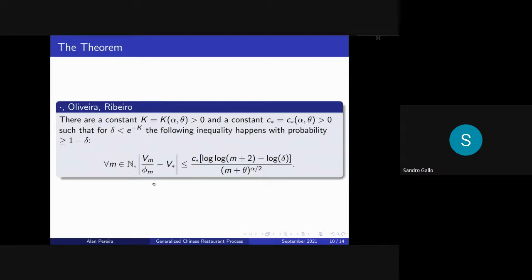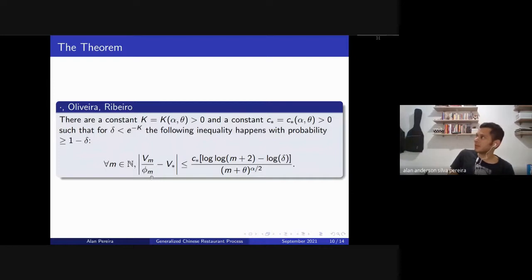Sorry, I'm not sure if you said what is Phi-m. What is the scaling parameter? It's too complicated to be written. No, it's not. We will see the parameter here, but it's something like a gamma function of m and theta. It's like m factorial. Let's say it is an ugly version of m factorial. Okay.